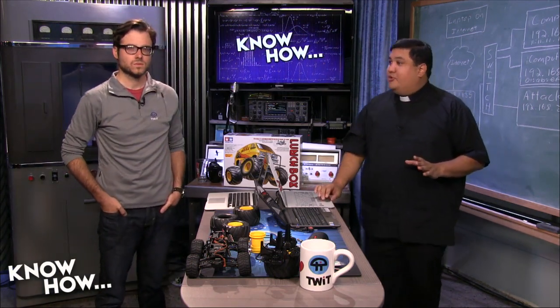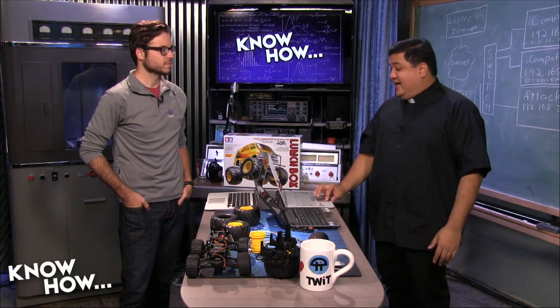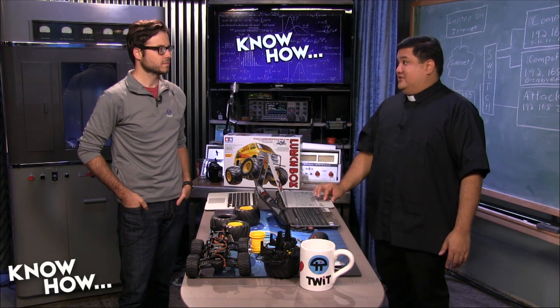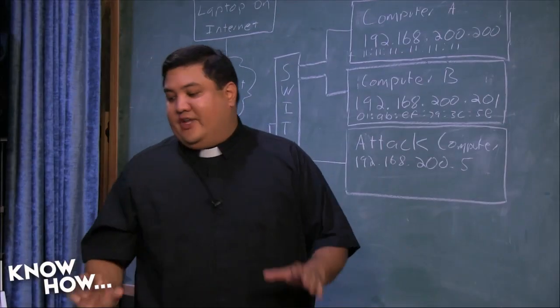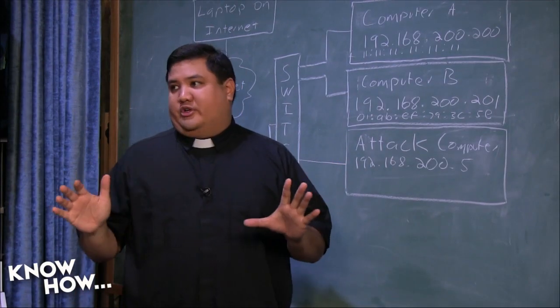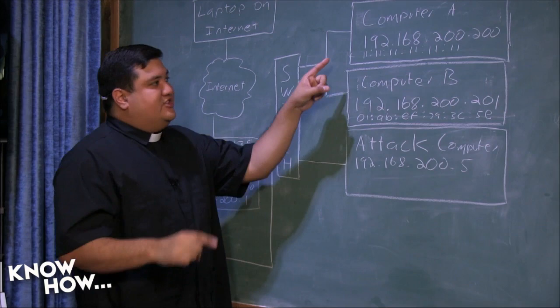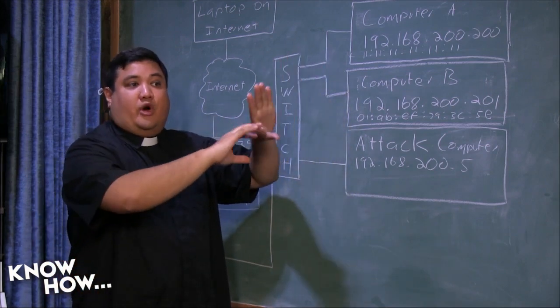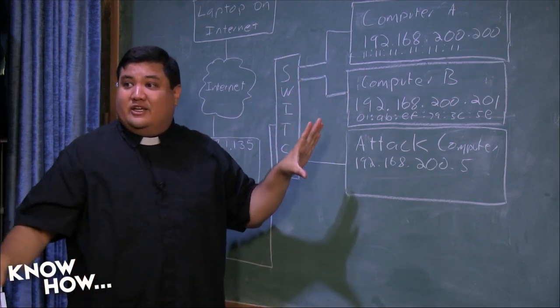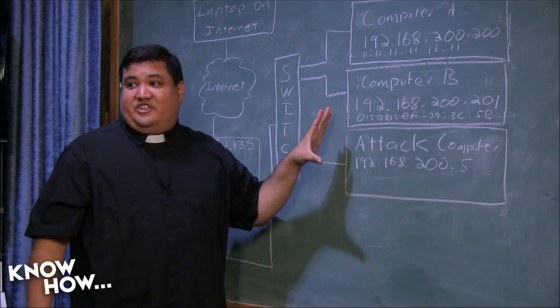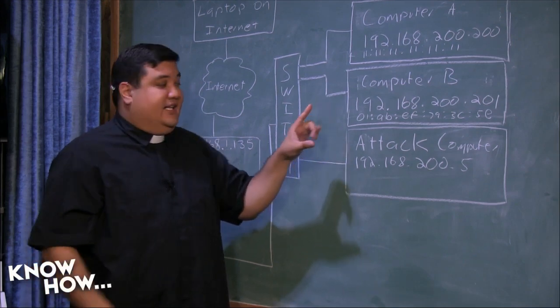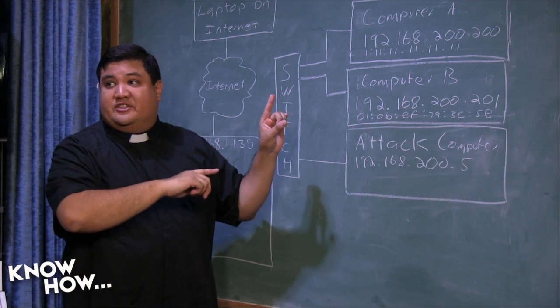It's a way for computers to find out what is actually connected to particular addresses. It's called the Address Resolution Protocol. What this is going to do is broadcast to the entire network and say, hey, who's 192.168.200.201? And that will go to all the devices that are connected to the network.